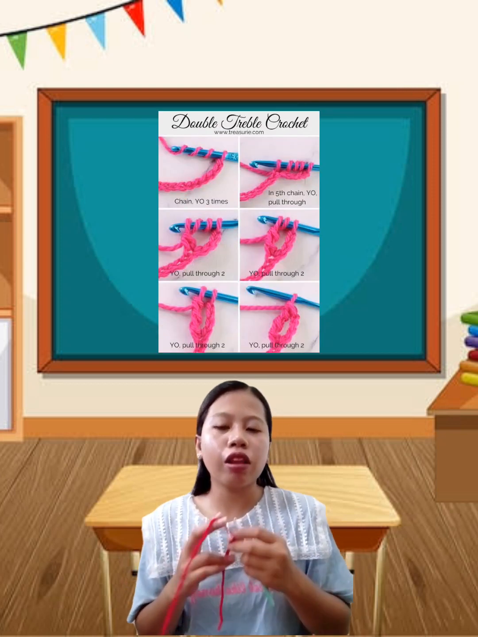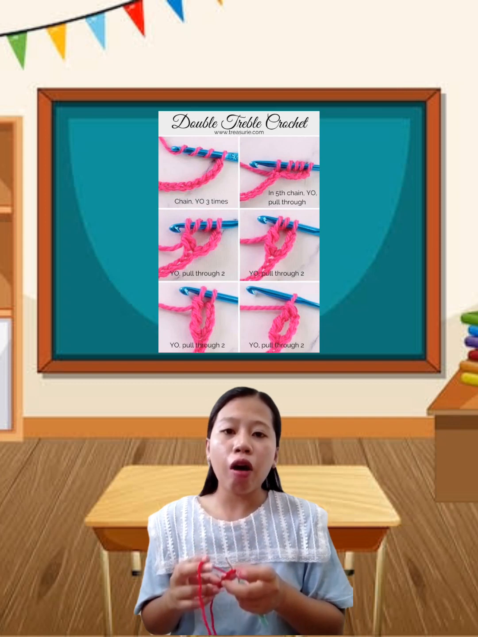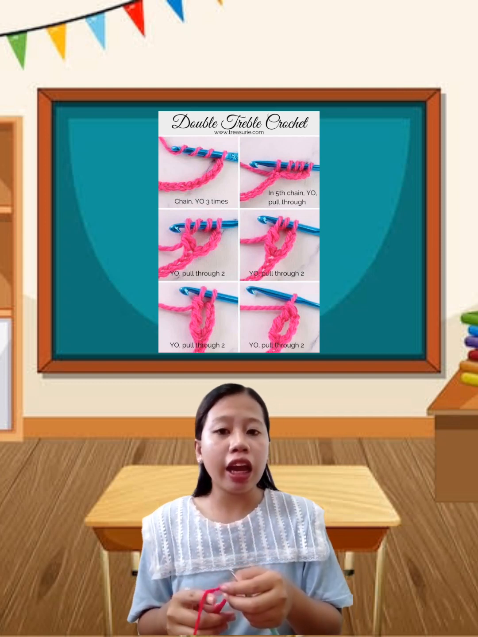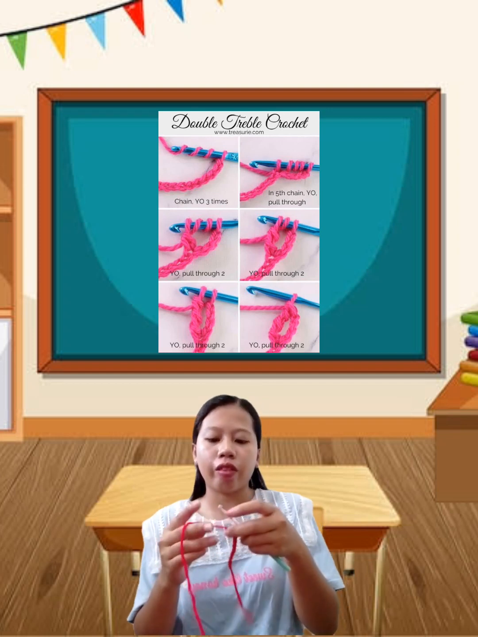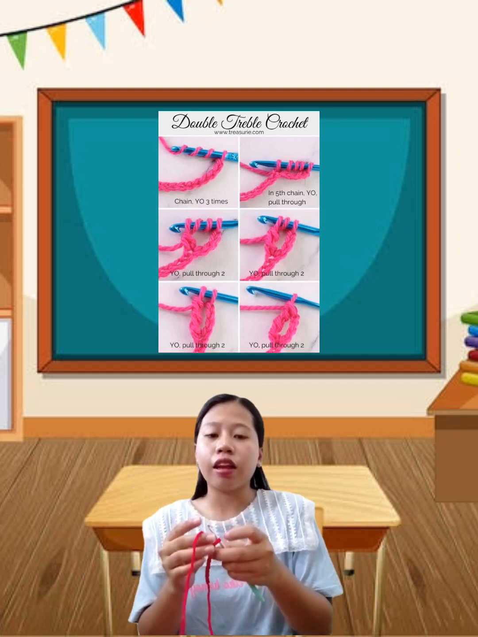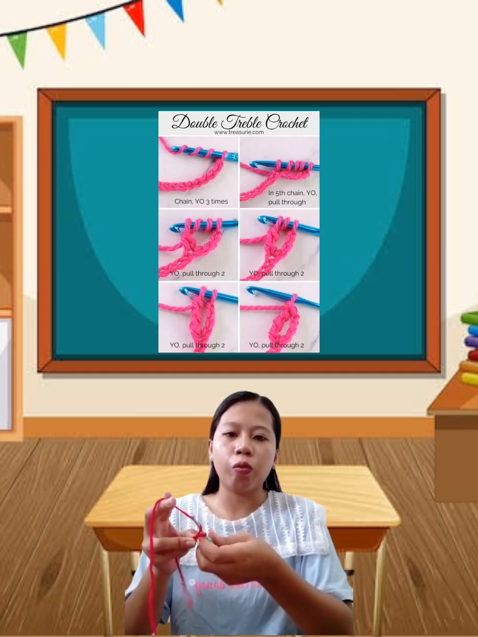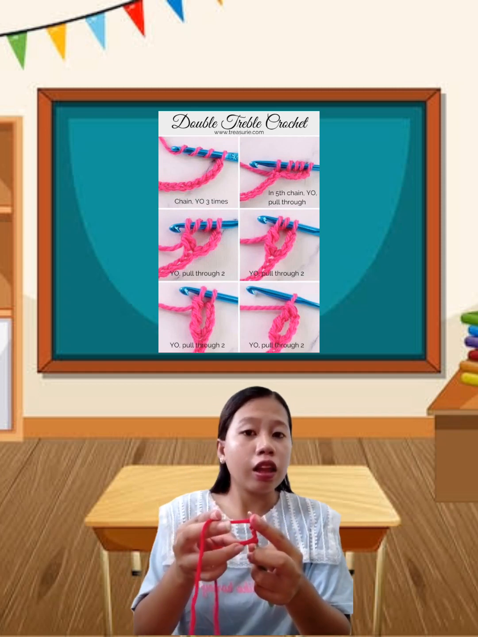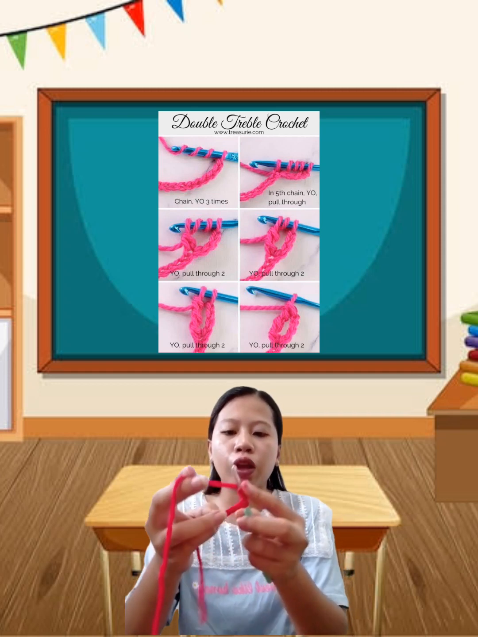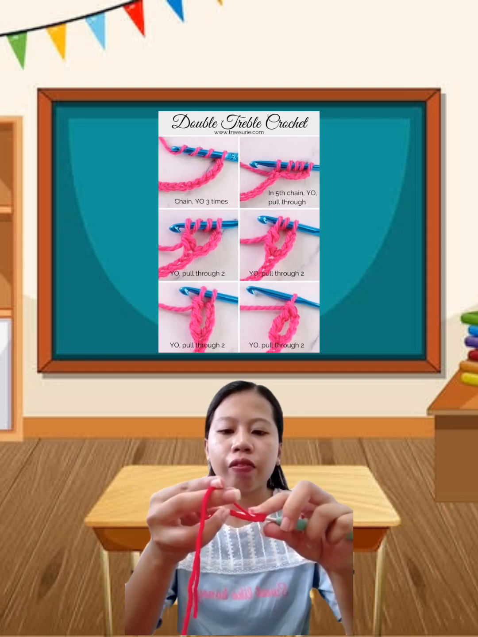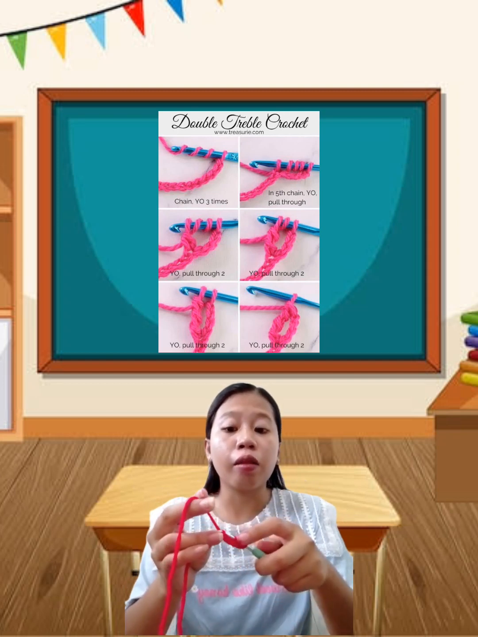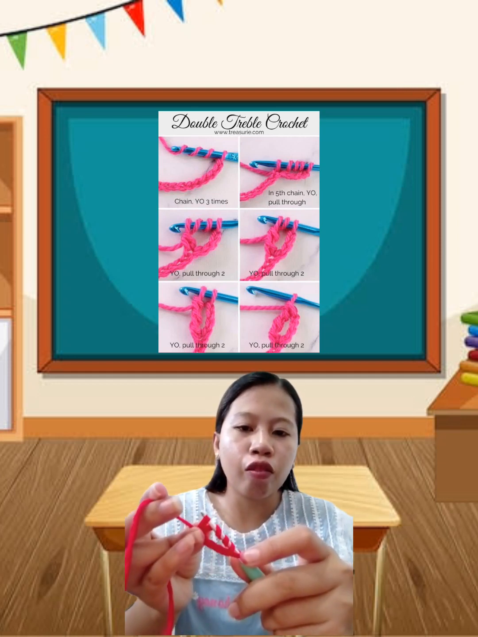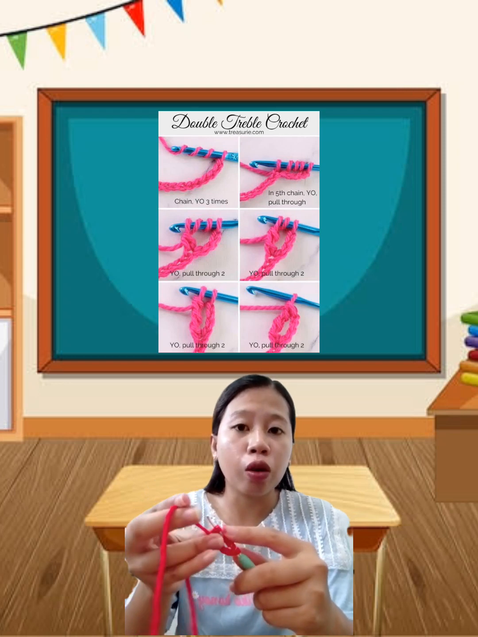And now I will teach you how to make double treble crochet. So step 1, chain up to your desired length and yarn over 3 times. So 1, 2, 3. Step 2, in the 5th chain, yarn over and pull through. 1, 2, 3, 4, 5. So yarn over and pull through 2 loops. So there are 5 loops on the hook, but you need to pull through only 2.